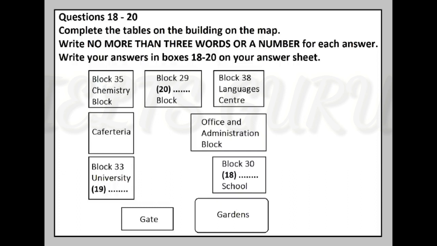The cafeteria, which is open from 7 a.m. to 9:30 p.m., is on the left of the plan. It is between the chemistry block, number 35, and the university shop, block 33. At the university shop, you can get all you will need in terms of course materials. The biology block is block number 29, and you'll find the biology block between the chemistry block and the languages centre. Be careful with the numbers, as they are not always logical.